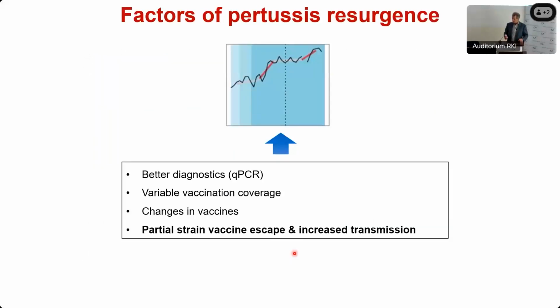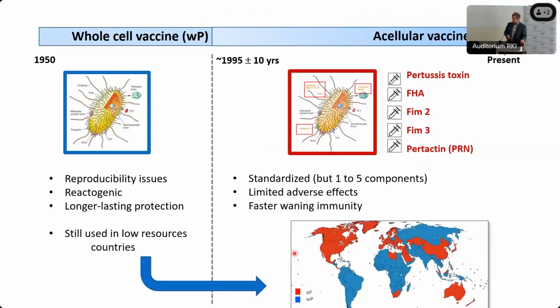So what are the possible explanations? The change of vaccine is one. Also, there are suspicions that in some cases better diagnostics, like the introduction of qPCR, has also contributed to this apparent increase. But also, and that's something we are more interested in as microbiologists, partial strain vaccine escape might play a role, and I will detail that in this presentation.